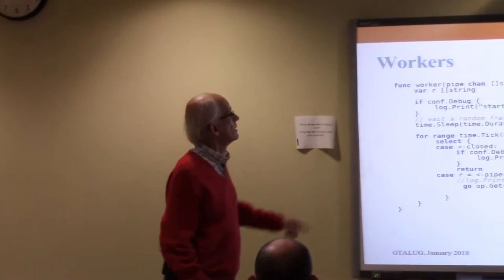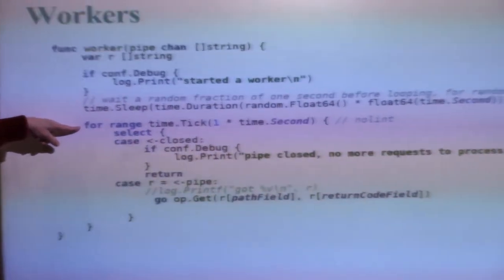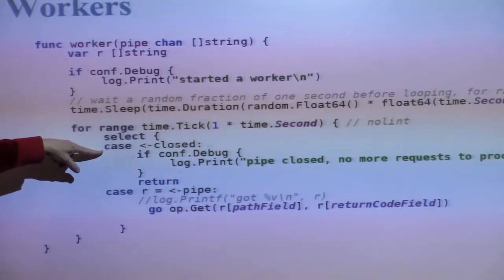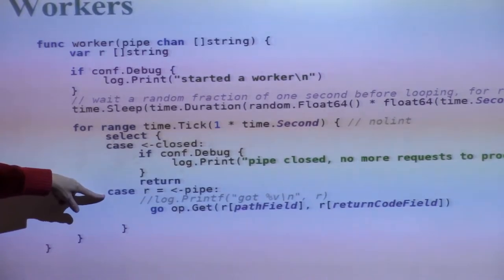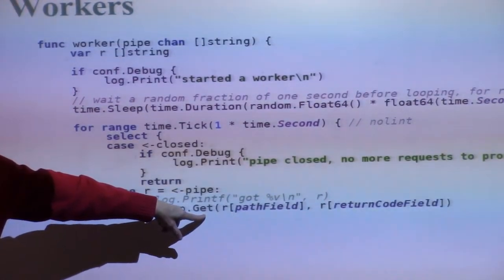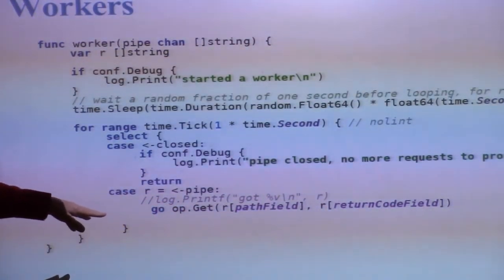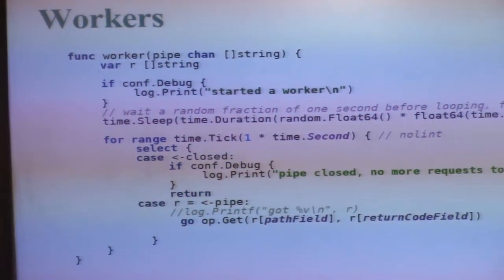A worker is nothing but a guy that reads the pipe and does another loop of exactly the same sort. Every second, it sees if it's been told to close down. And if it hasn't, it does work. It reads R from the pipe, and it spins off a subroutine to do the get. This is a Go routine. It runs to completion. It does a timed operation. Exits. So all in all, it's extremely succinct and has way fewer for loops than my original C program.